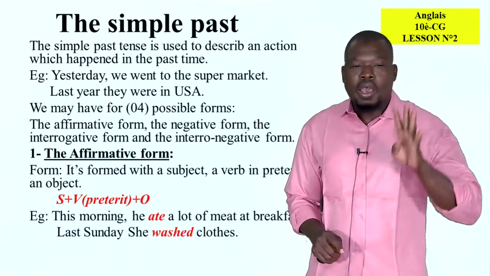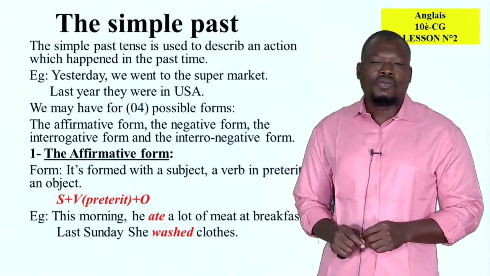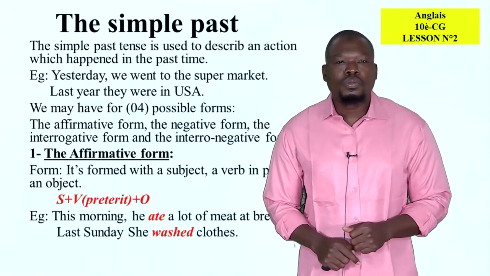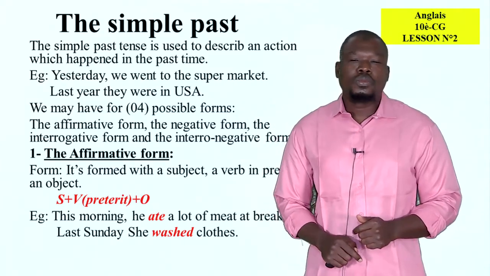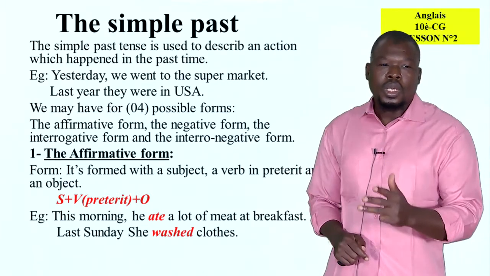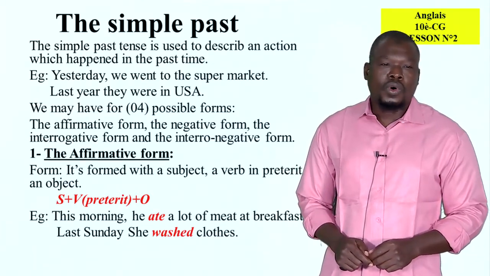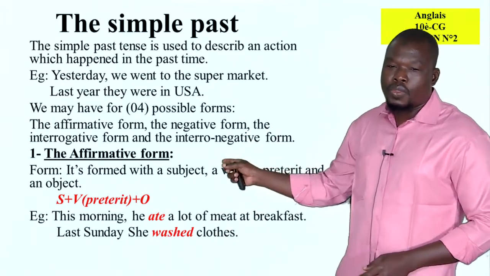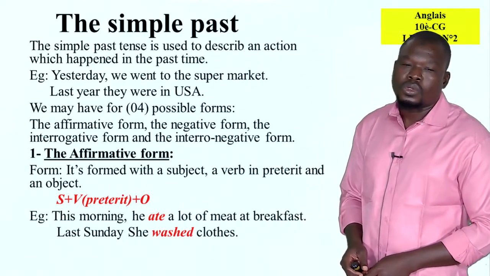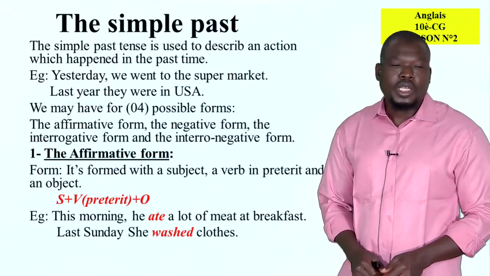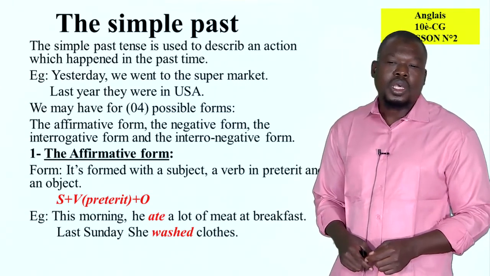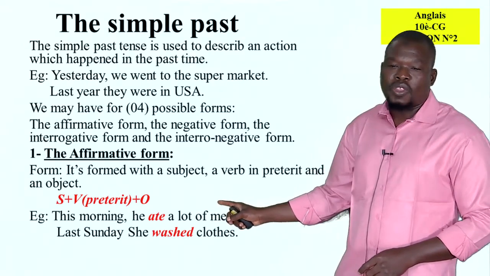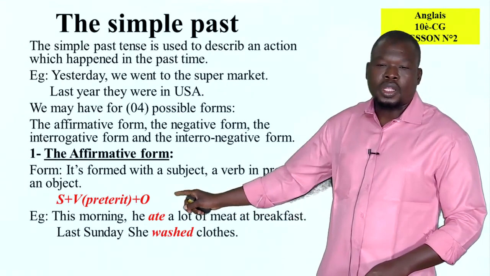Note that we may have four possible forms: the affirmative form, the negative form, the interrogative form, and the interrogative negative form. So, what are they? The first one here is the affirmative form. It is formed with a subject, a verb in preterite, and an object. You have heard the formula like in mathematics: subject plus verb in preterite plus object.